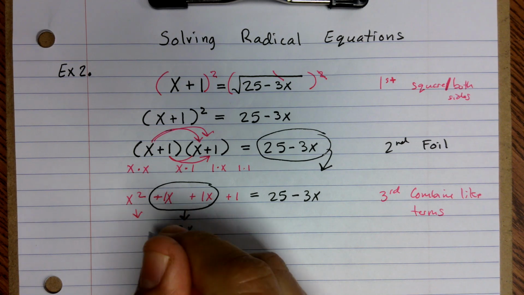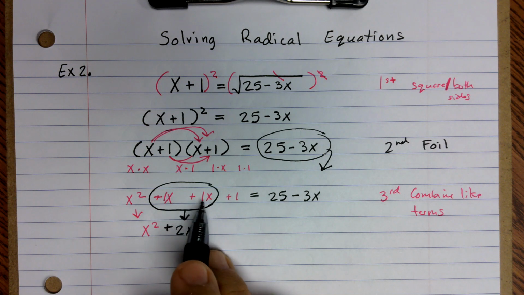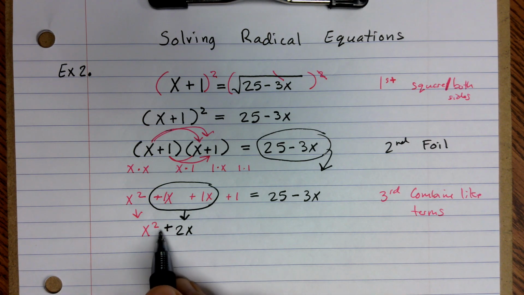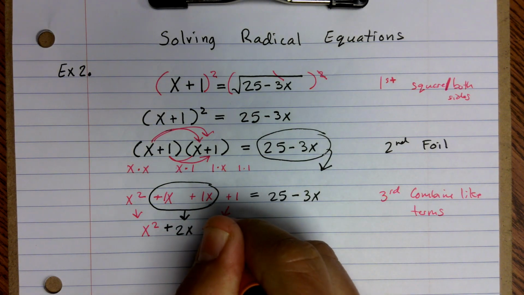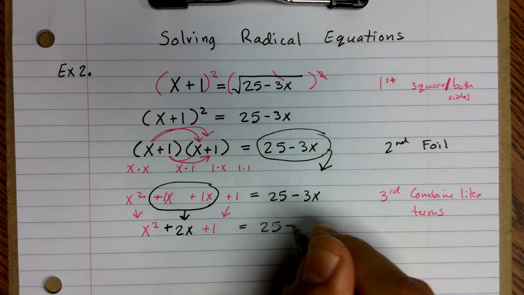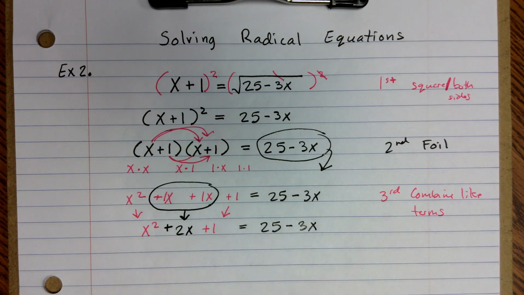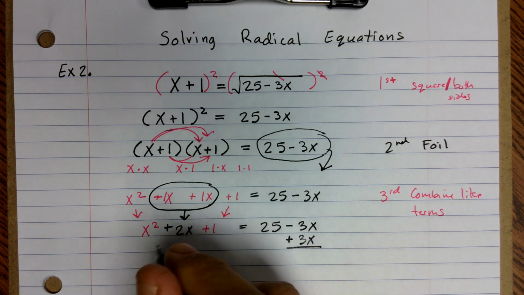I'll go ahead and bring down the x squared. Let me put a plus sign, right, because it was a positive 1x plus another 1x, so it's positive 2x. And then I'm going to bring down this plus 1 at the end and bring down my expression on the right, 25 minus 3x. So at this point, what I want to do is go ahead and move this negative 3x over to the left side of the equation using inverse operations. So I'm simply going to add 3x to both sides.